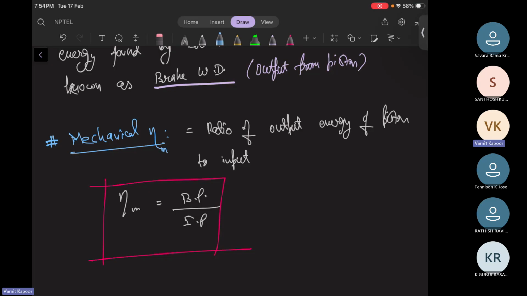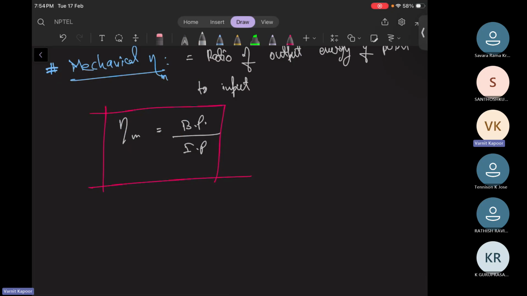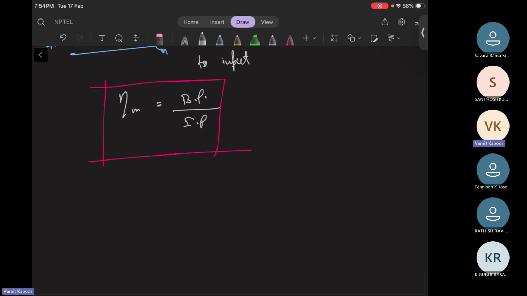So what basically you have done? You have added the heat per second. That is nothing but your mass flow rate of fuel times calorific value, from which you got the indicated power. Then using the friction power, you got the brake power. So I can say that this is your FP, friction power, that is energy lost due to friction.